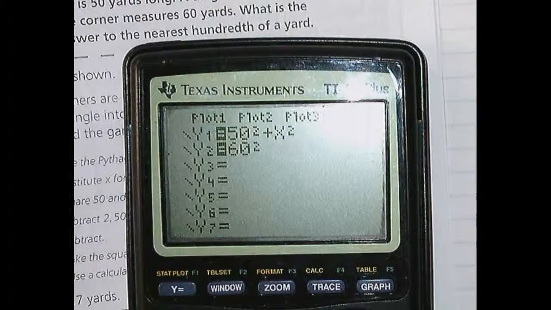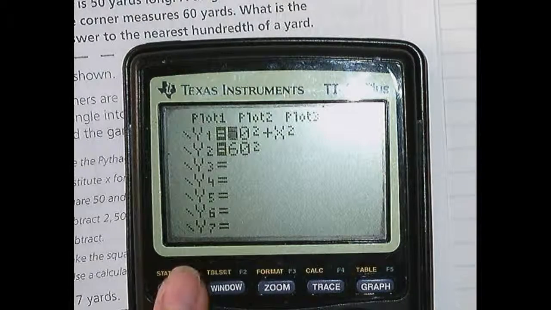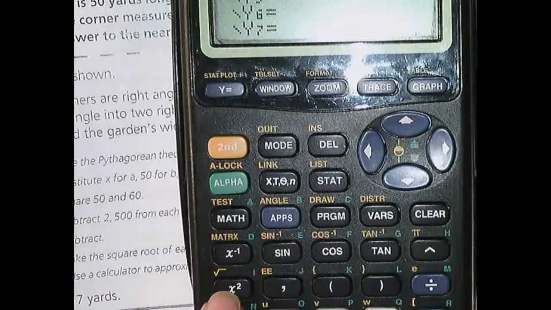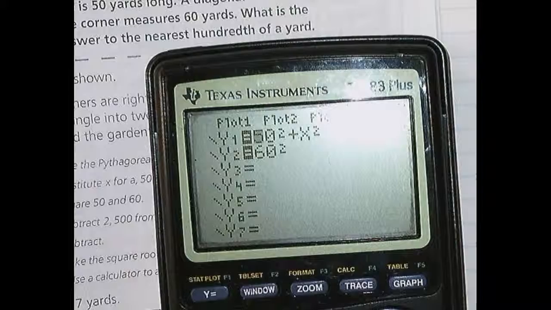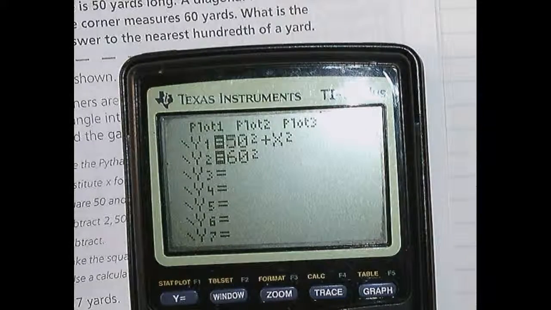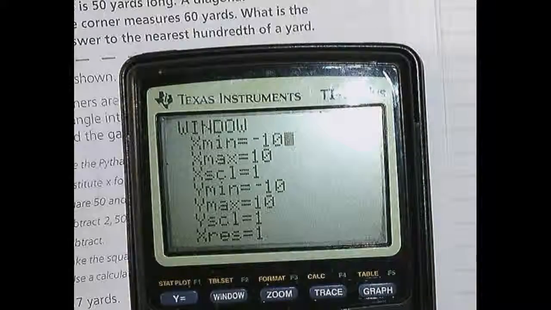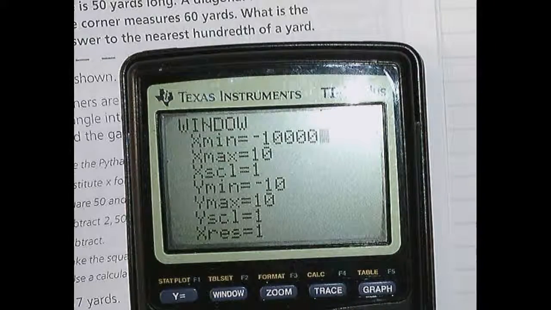So let's look at that real quick. I typed that in the y1, y2 for you. By the way, that y1 button's here. I typed that in. My little 2 button is right here. So there it is. And now, here's the deal. 50 times 50 is 2,500. You're going to need some big windows. And 60 times 60 is 3,600. So I'm going to go to the windows, and I'm going to do 10,000. So negative 10,000. And probably the best question is, how many zeros is 10,000?